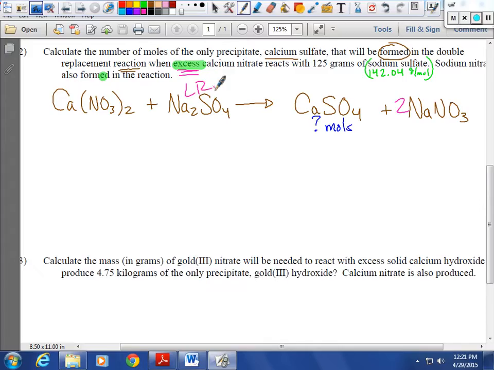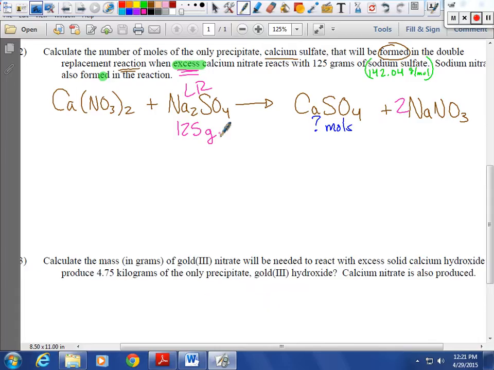What if they had not told you calcium nitrate was the excess? How would you have known? Do they give you any numbers for it? Well, if they don't give you any data, then you can't use it. Does that make sense? The only other thing they give you data about is sodium sulfate, which is 125 grams of sodium sulfate. So now, I know my limiting reactant.